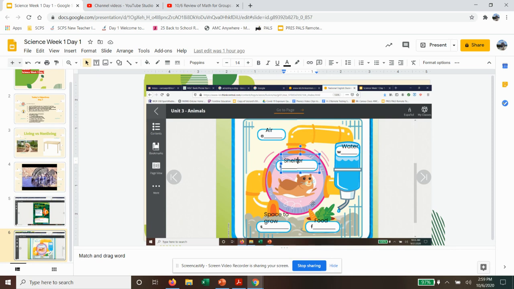His food is another way he can survive, and he needs space to grow. He's in a space where he can grow. And then he needs water. This is water. And then he needs air to survive.